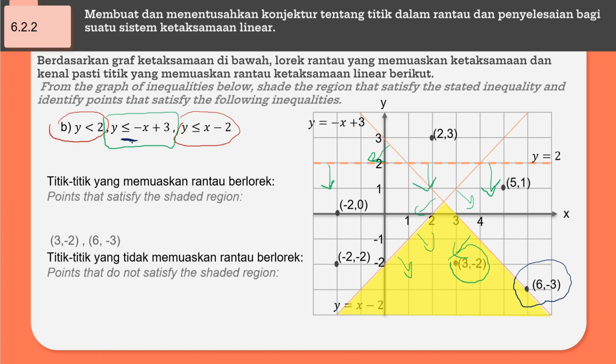So points that satisfy the shaded region, we have 2, include 6, negative 3 because it lies on the solid line. And then points that do not satisfy the shaded region are the points that lie outside the shaded region.